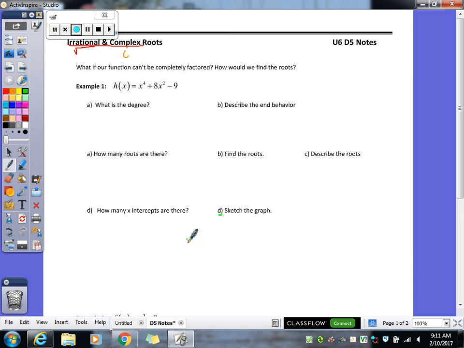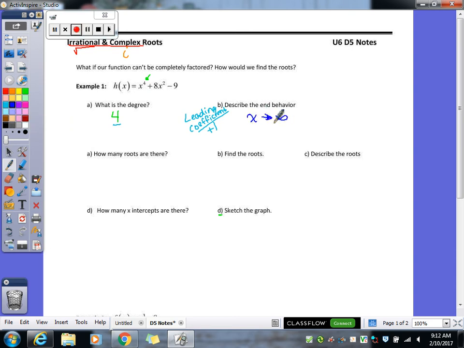So first one, what is our degree? If we look at that leading term, our largest exponent there, we have a degree of 4. But next part, they want us to figure out the end behavior. But remember, to do the end behavior, we've got to look at our leading coefficient. It's a positive 1. So that means I have an even degree, positive leading coefficient. Both of my end behaviors are going to be going up.